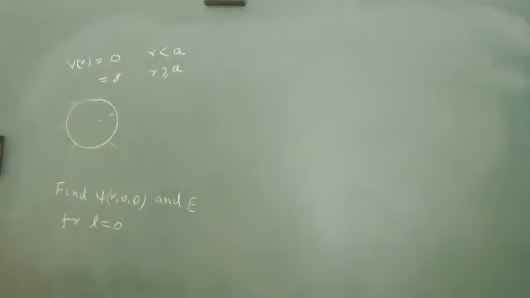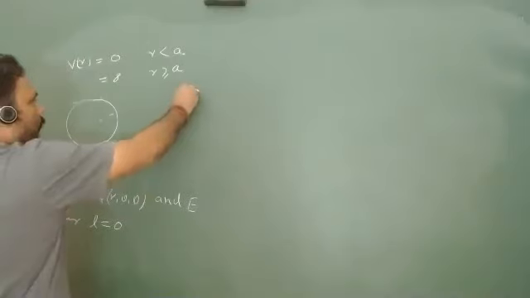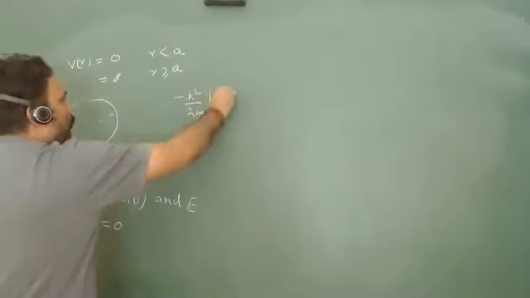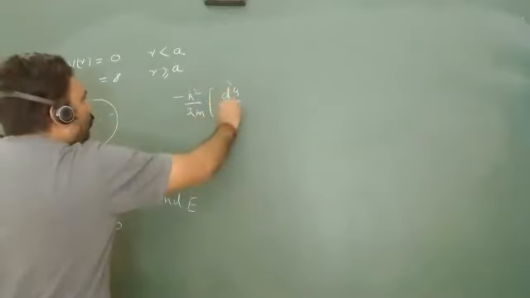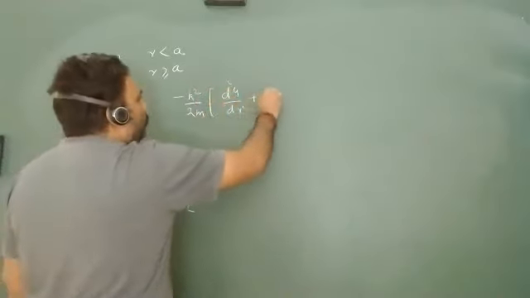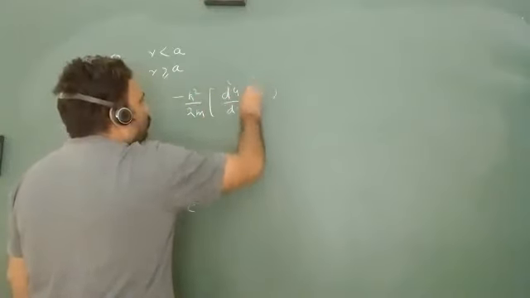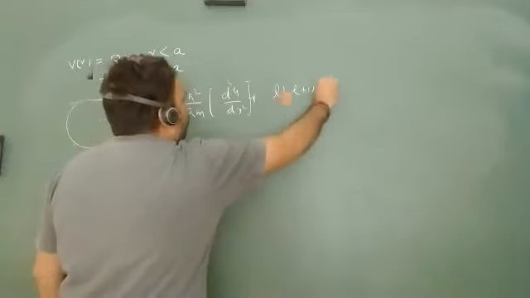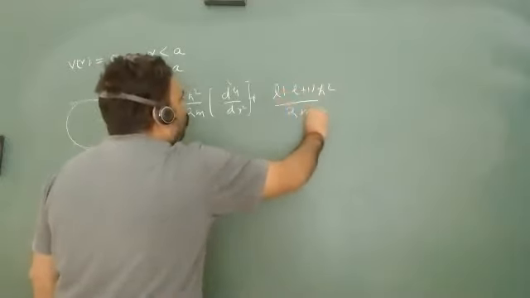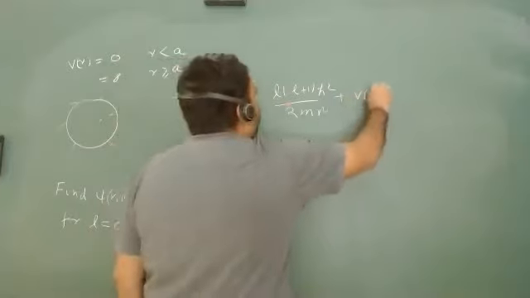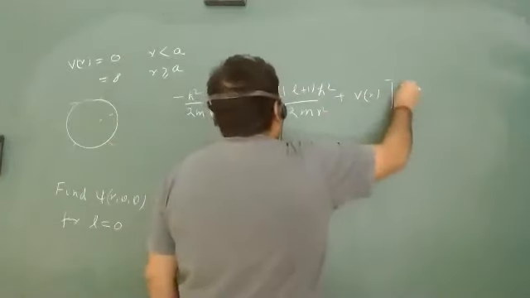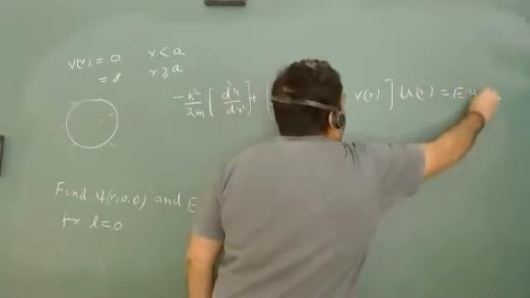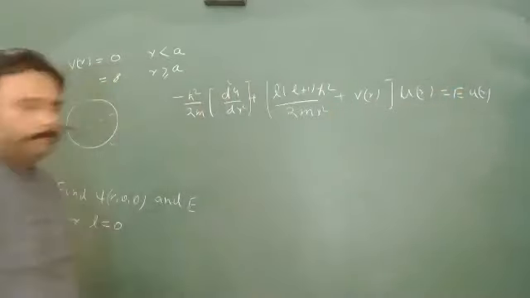So from where will you start this problem? You will start with minus ħ² upon 2m d²u upon dr² plus L(L+1)ħ² upon 2mr² plus V(r), and this will be u(r) equal to E u(r). So you will start from here.